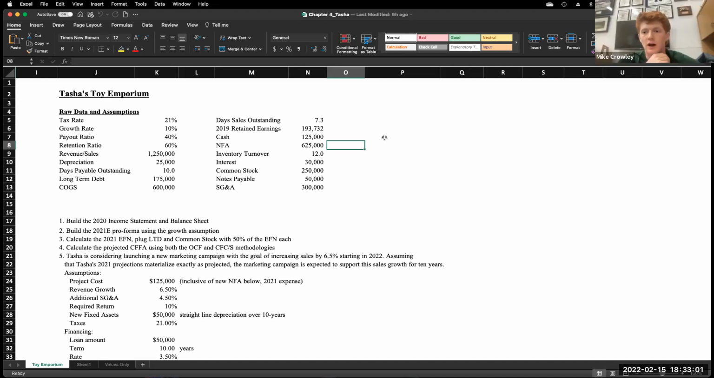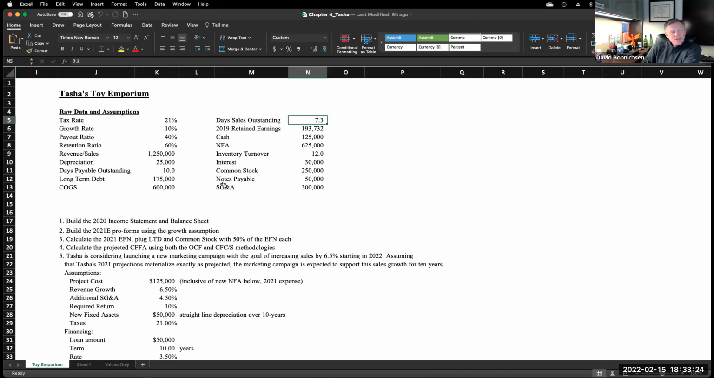I had a question. Was there no accounts receivable or accounts payable, or was that something that we had to calculate? Good question, Mike. That actually is a twist in the case. I never gave you specifically accounts receivable or accounts payable, but I did give you days sales outstanding, and I did give you days payable outstanding.